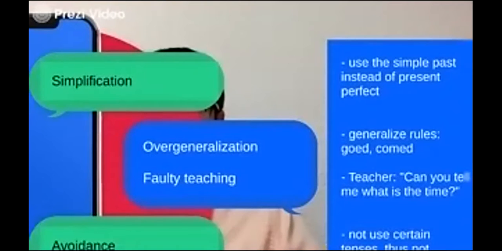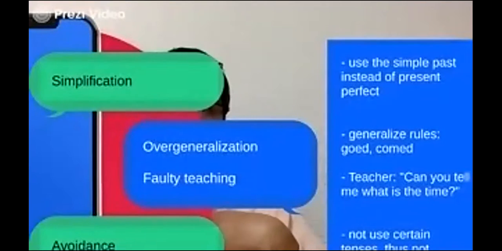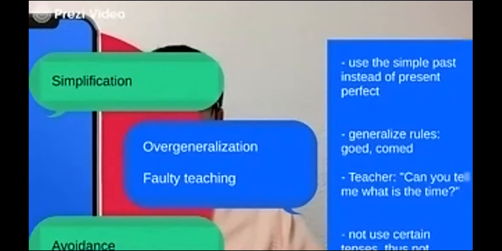Or faulty teaching. That's a very big problem too. The teacher says, "Can you tell me what is the time?" They're using an incorrect utterance, but the student thinks it's correct because the teacher is using it. Now, this is a very important example. Can you tell me what is the time? I will talk about this a little bit more later on because this is a problem that is very common with English teachers. Many English teachers have this mistake that I have personally heard when observing classes.